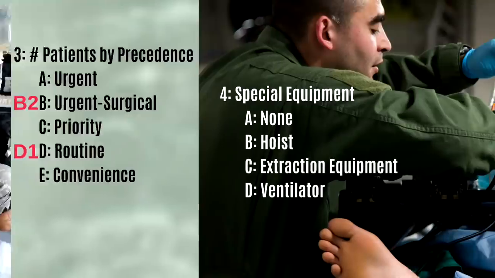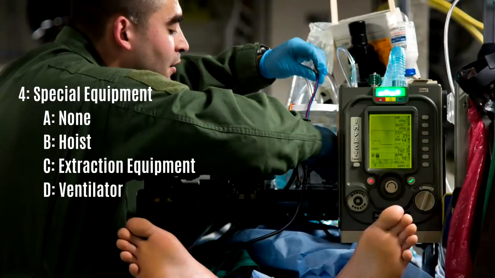Line 4 is specific equipment. Again, we have a brevity code. Alpha means none. Bravo means bring the hoist. Charlie means you need extraction equipment. And D means you need a ventilator. So a simple example would be Delta 1.